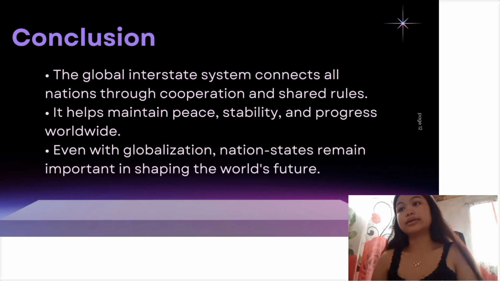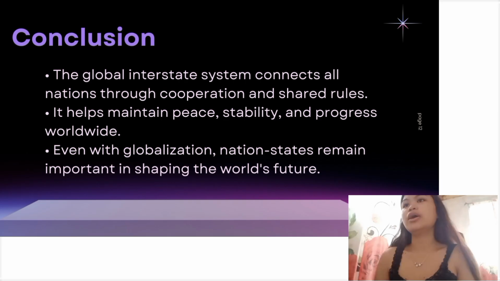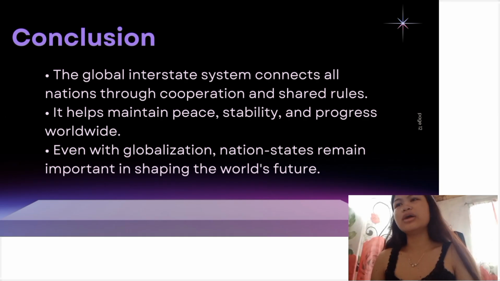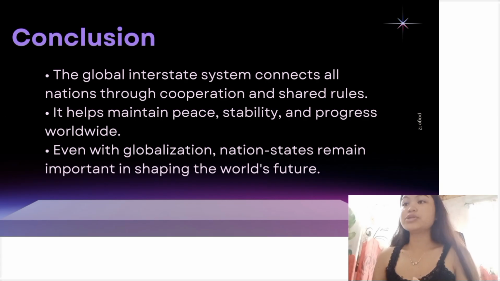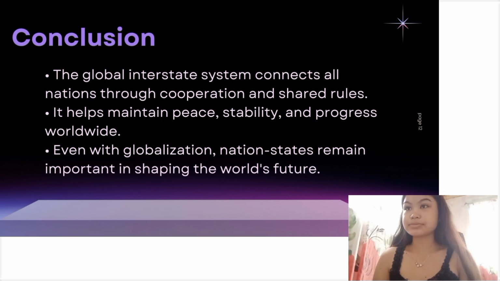Examples of global institutions are the UN, United Nations, World Trade Organization, and World Bank. These institutions help countries cooperate, solve global problems, and make common rules on trade, peace, and human rights.